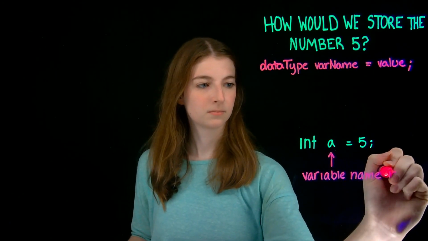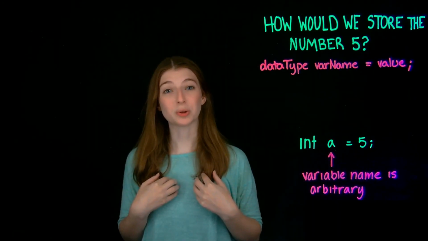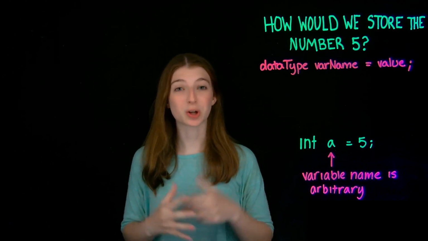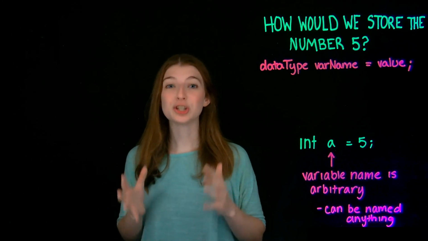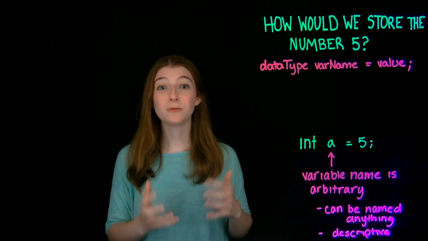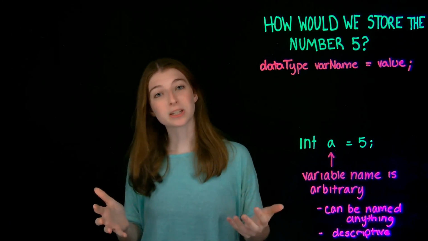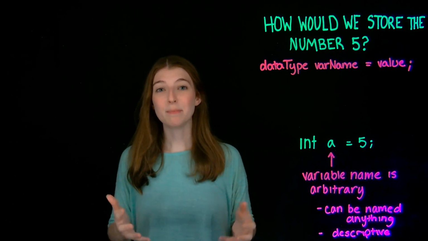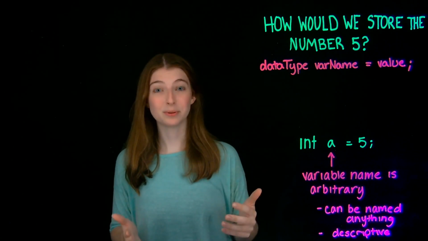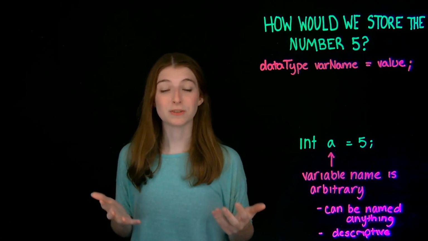Up next we have variables. Variables are the names that we as programmers will use to reference the value throughout our code. And these names are arbitrary. They can be named anything, but they should be descriptive and describe the value that you're storing. So for example, if I was storing the oven temperature into a variable, I might name my variable oven temp, with the value being 350 degrees.